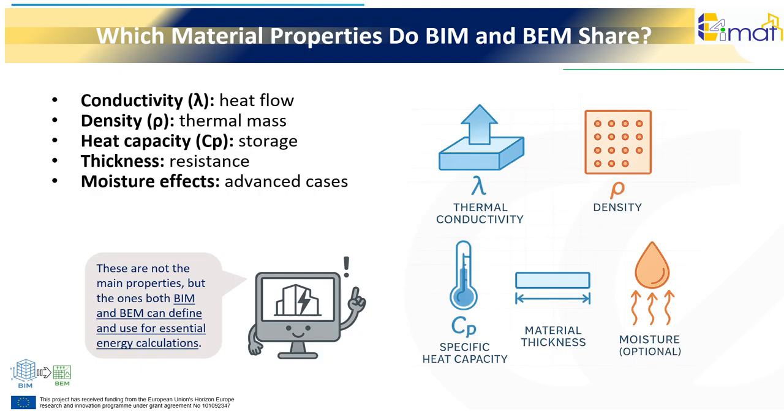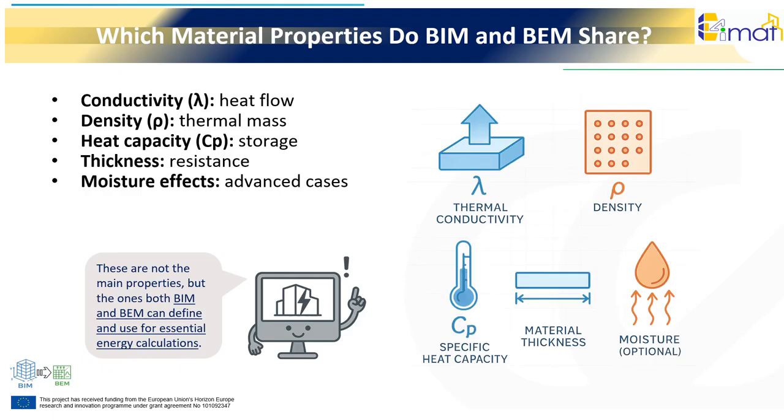The first is thermal conductivity, lambda, which describes how easily heat flows through a material. Because it governs heat transfer, it is essential for evaluating insulation and envelope performance. We then consider density, ρ, and specific heat capacity, Cp. Together, these define the thermal mass, the material's ability to store and release heat. Higher thermal mass helps moderate indoor temperatures and can reduce heating and cooling demands.